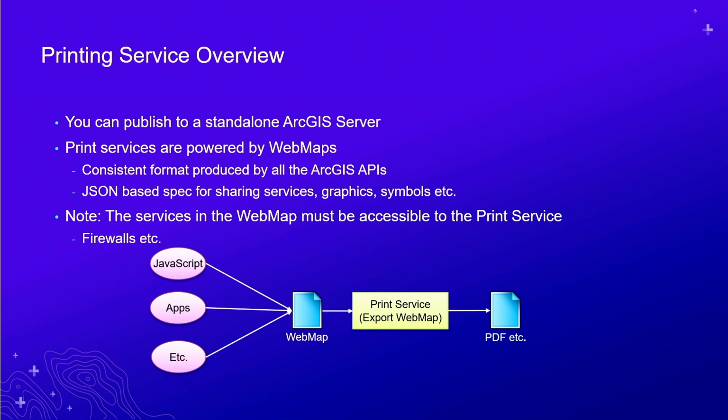An important note here is that the services in your web map must be accessible to the print service. So in a lot of cases, you'll be able to see some content perhaps inside of your web browser that the print service doesn't have authenticated ability for or is blocked by a firewall for. That will cause a problem when you go to print, because the print service won't be able to connect to that data source. So keep that in mind with all the services that you're including in your web maps for printing, and this is something you need to pay attention to.